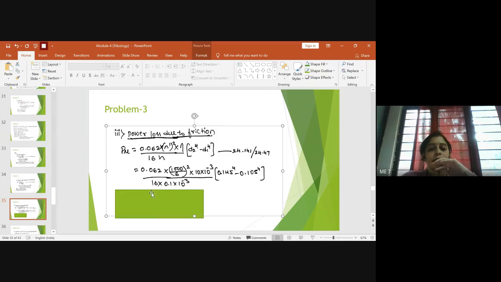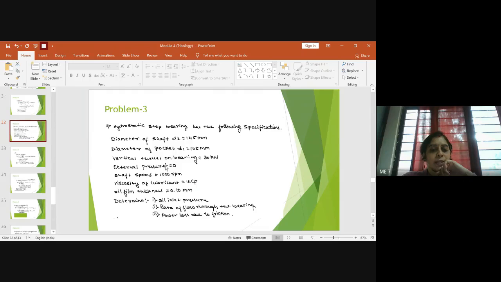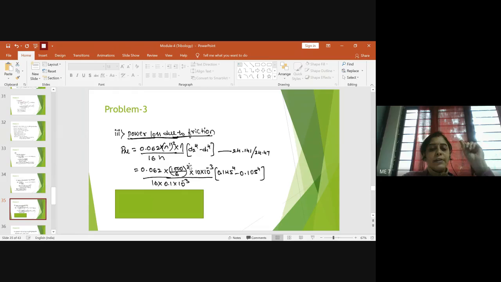Now you have to substitute the values. 0.062 is a constant. You will write it as it is. The speed of the shaft has been given in the question as 1000 RPM. So divide this 1000 by 60 to get the unit in terms of RPS. If you go back here, I have written 1000 by 6. It is not 6, typo error. It is 60. 1000 divided by 60 whole square into the lubricant value.